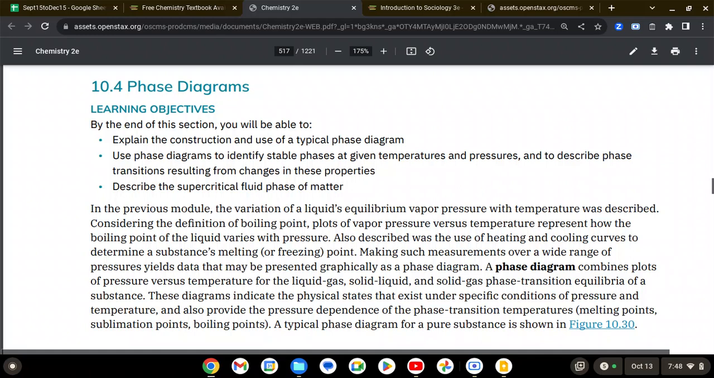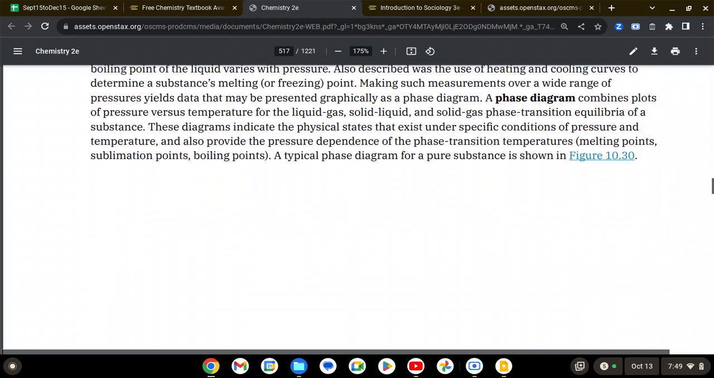A phase diagram combines plots of pressure versus temperature for the liquid-gas, solid-liquid, and solid-gas phase transition equilibria of a substance. These diagrams indicate the physical states that exist under specific conditions of pressure and temperature, and also provide the pressure dependence of the phase transition temperatures. A typical phase diagram for a pure substance is shown as Figure 10.30.